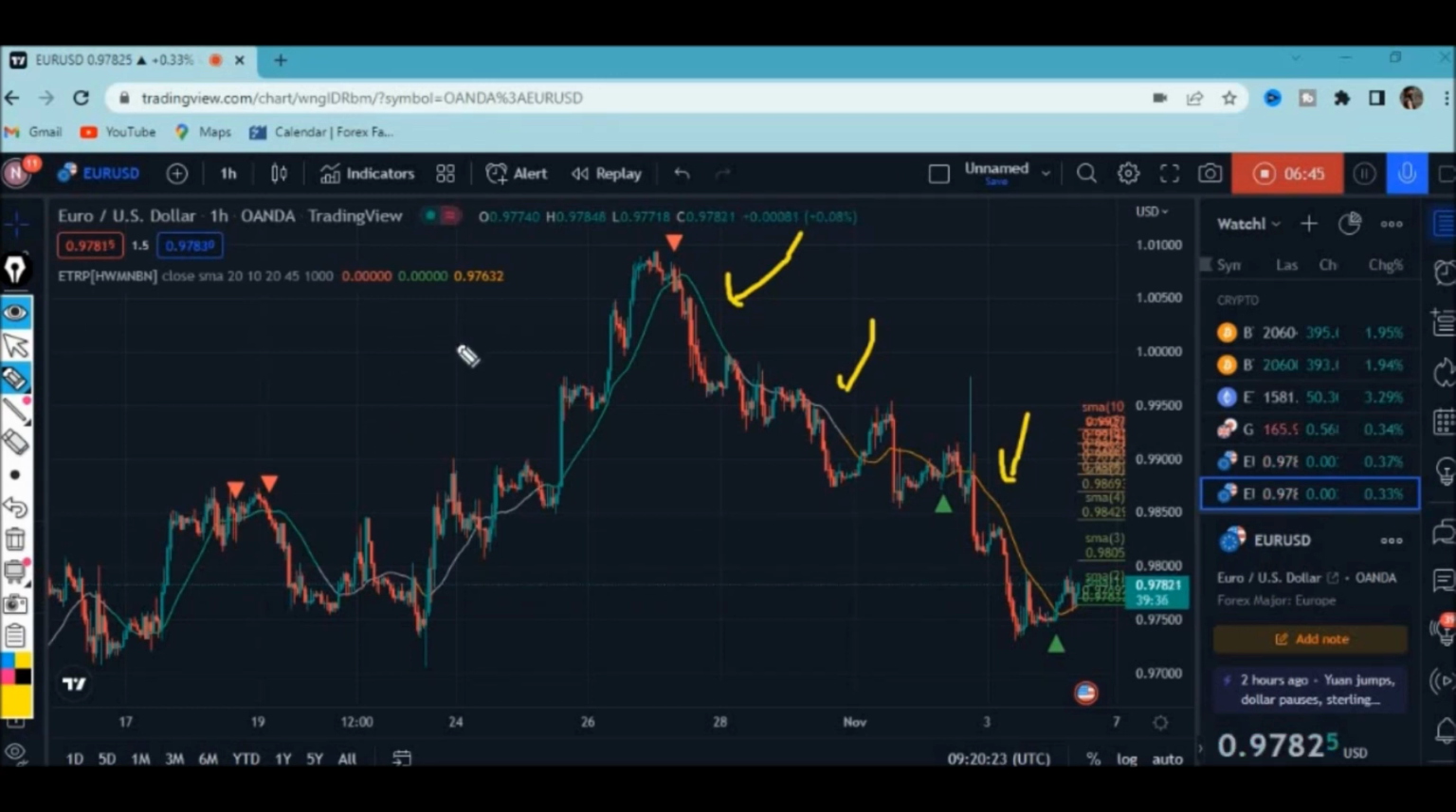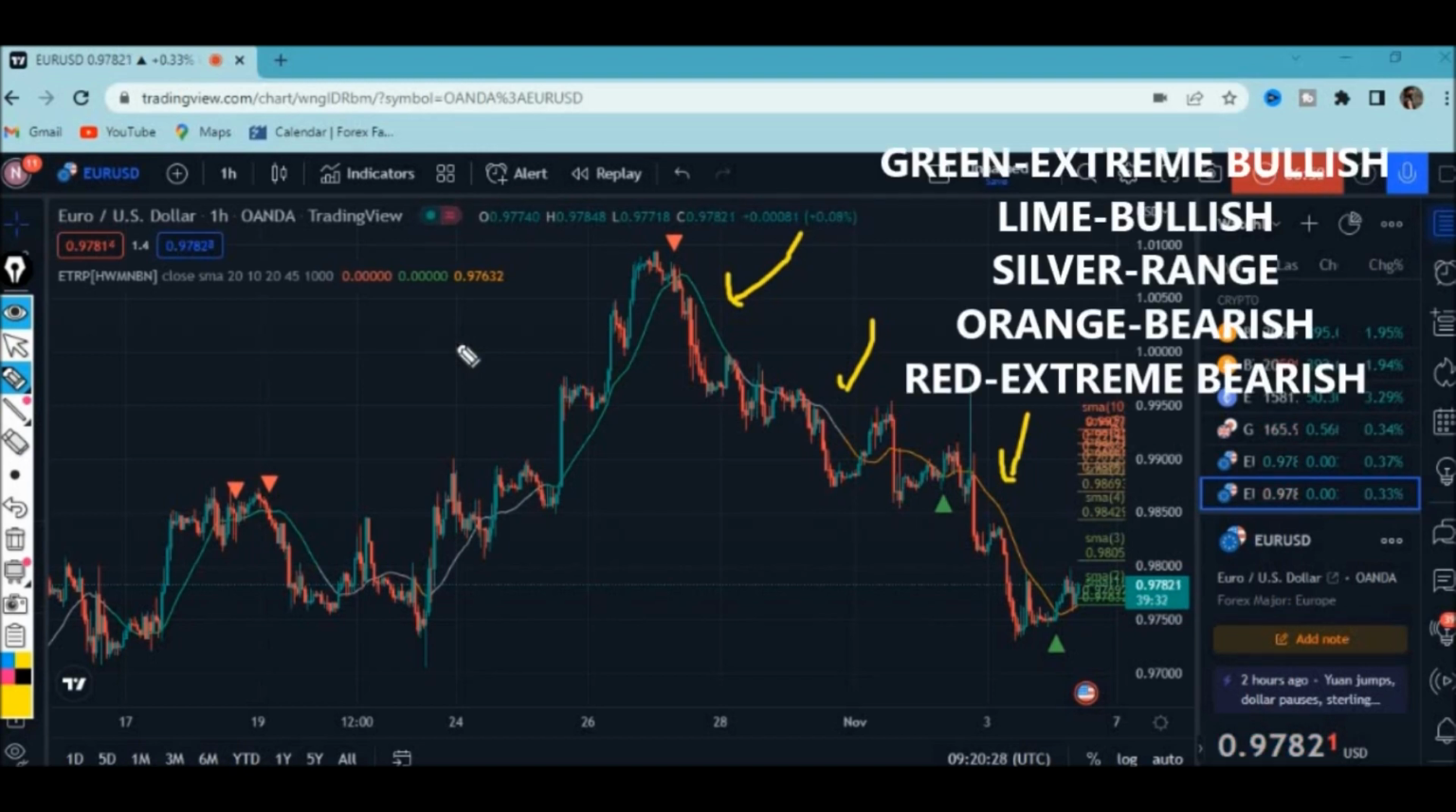So we have a green color right here. It shows you that it is an extreme bullish movement. You can see when we have such a green color, the market is really pushing to the upside. True, there is momentum, big candlesticks, so it signifies an extreme bullish move. And in this indicator you're also going to see a lime color. I know most of you know a lime color. It also signifies a bullish movement.